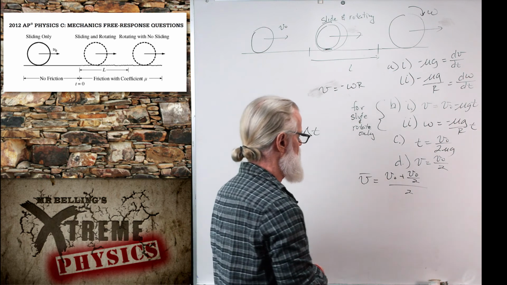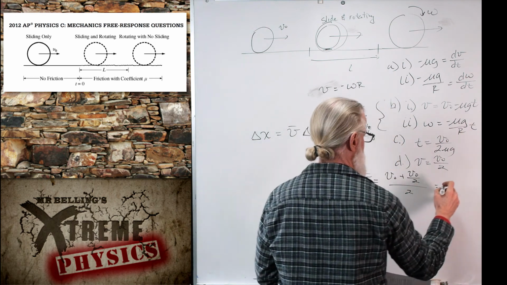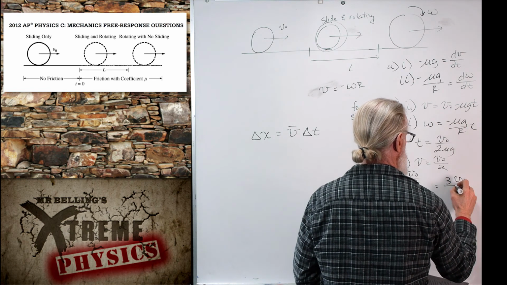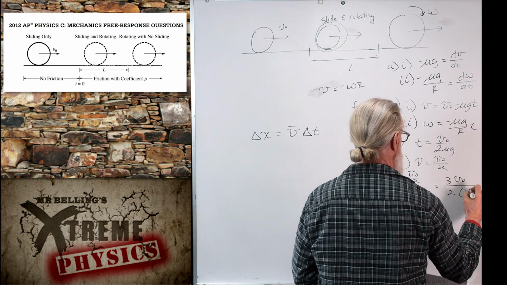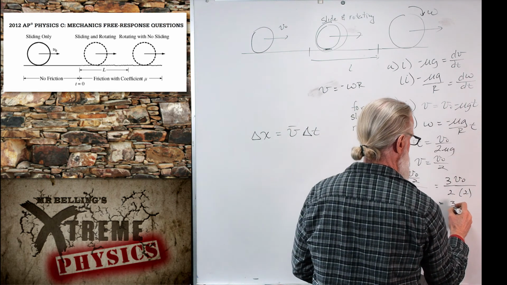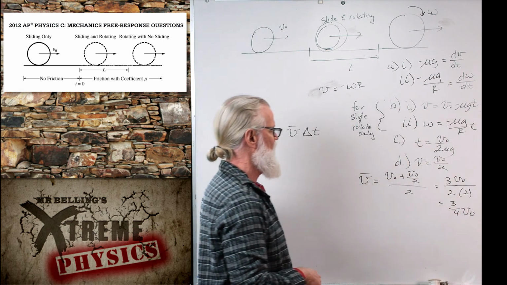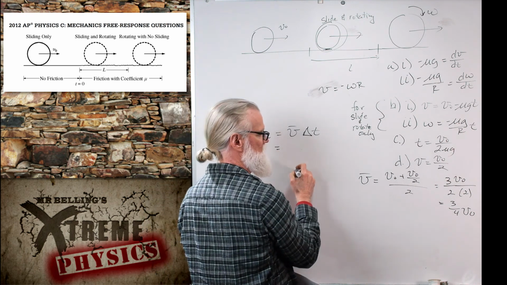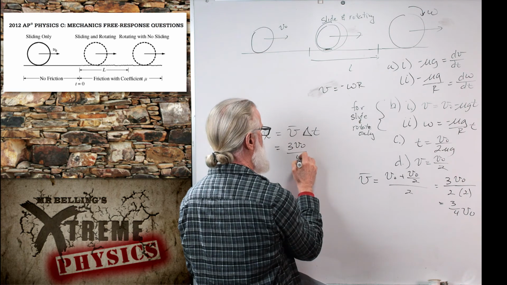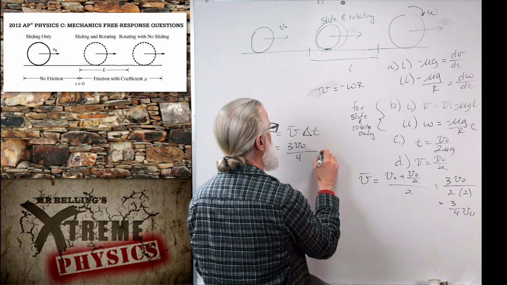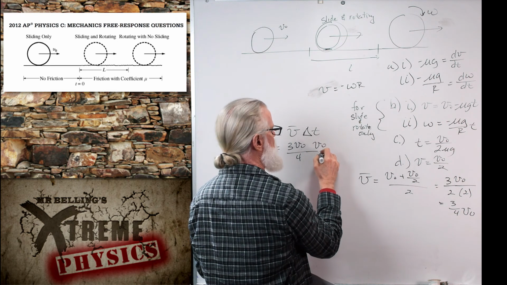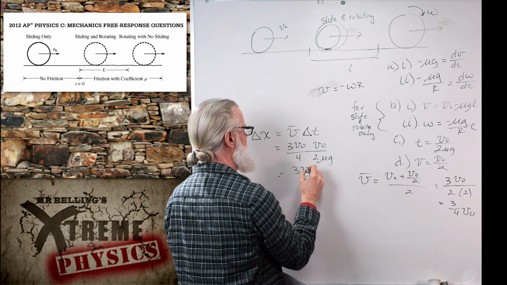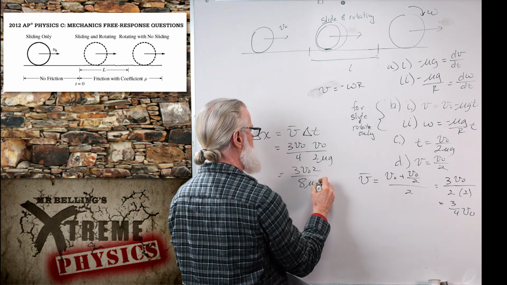So what do we get for average velocity? We got 3 halves V0, divided by 2, which is 3/4 V0. So that is our average velocity. So the distance traveled, which they're calling L, is 3 V0 over 4 times t, which is V0 over 2 mu g, which is 3 V0 squared over 8 mu g.